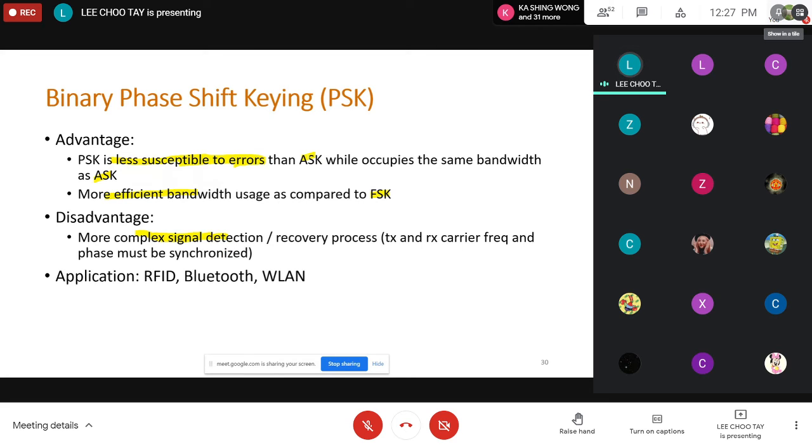Most of the time, PSK is used for wireless communication over short distance only. FSK can be used for long distance wireless communication, but PSK is normally used for short distance wireless communication. That's why you see PSK being used in RFID systems, in Bluetooth, as well as in the local network. It's for short distance wireless transmission.